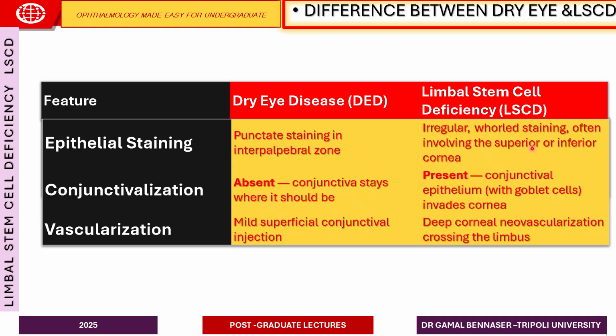As far as the signs of conjunctivalization seen by slit lamp, usually in dry eye there are no signs of conjunctivalization. However, it is present in limbal stem cell deficiency and is confirmed by laboratory examination, finding goblet cells on the surface of the cornea. As for vascularization seen by slit lamp, in dry eye you will find mild superficial vascularization of the cornea. However, in limbal stem cell deficiency, you will find deep vascularization of the cornea that crosses the limbus and can go beyond the limbus.